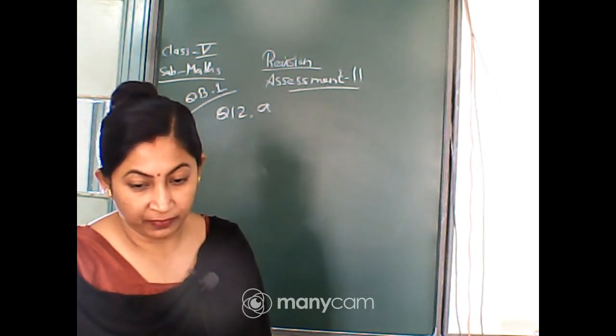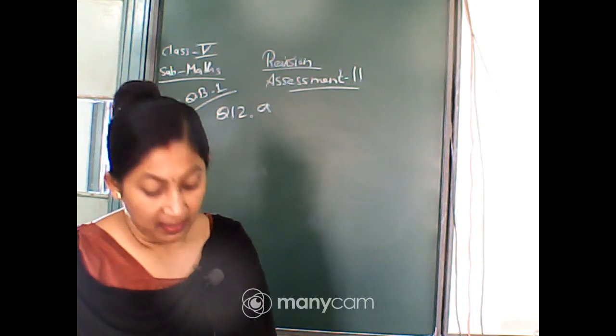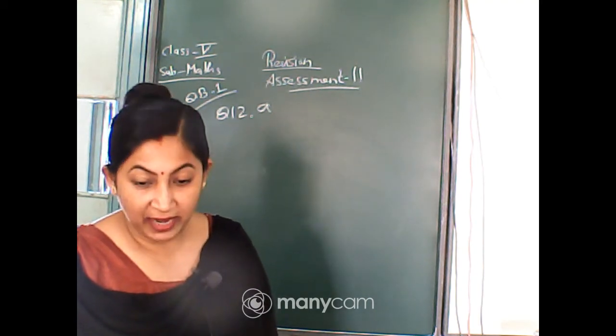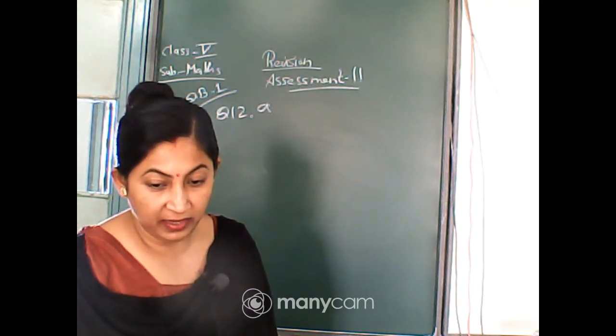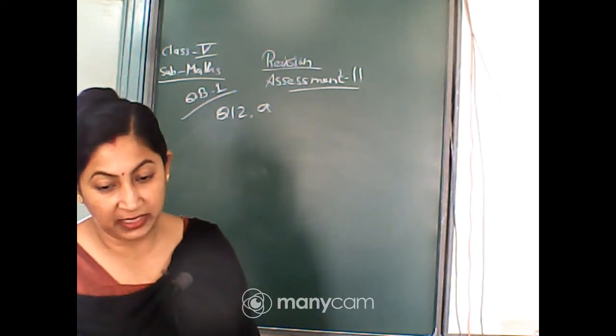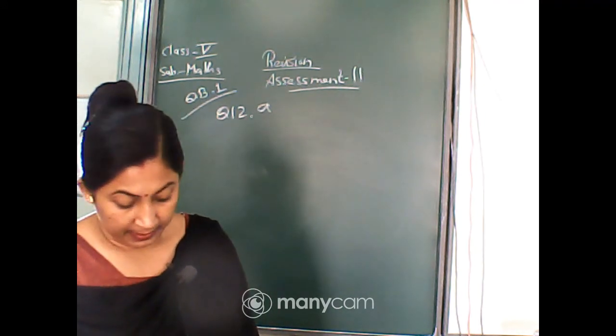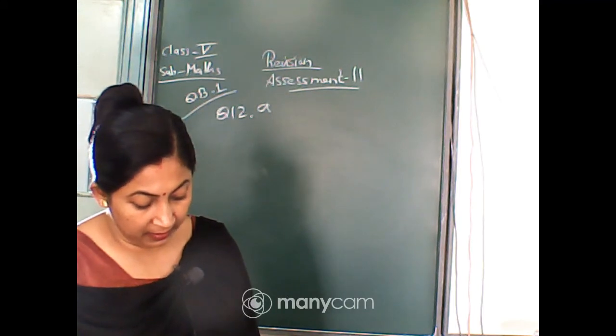See, in the options it is not given as 1 kg and 56 gram. It is given in decimal form. So, you have to write it in the decimal form. Okay. Now come to question number 13.